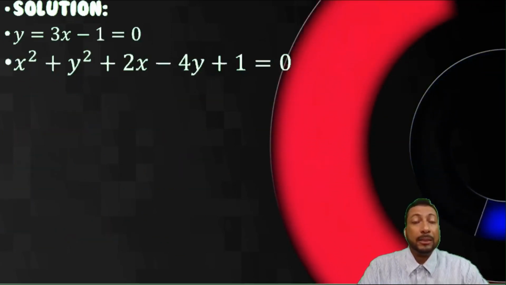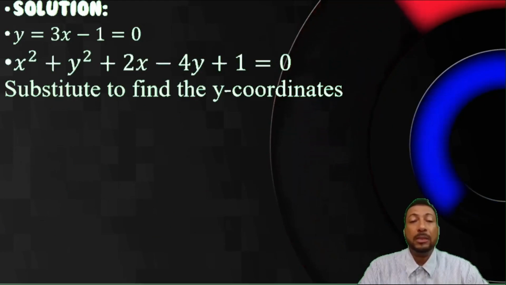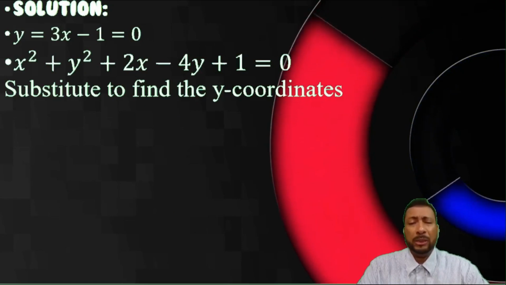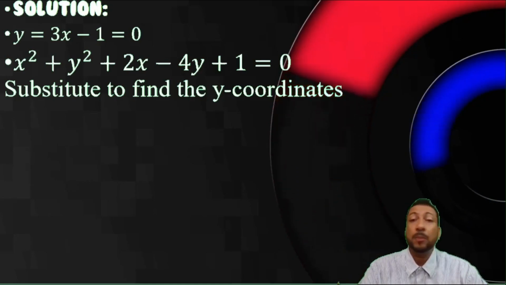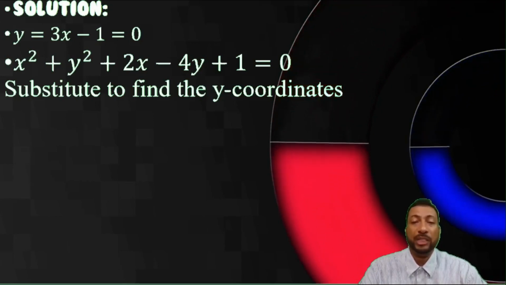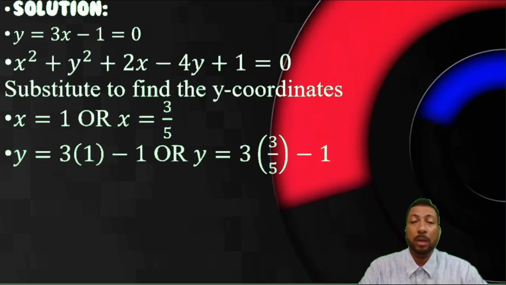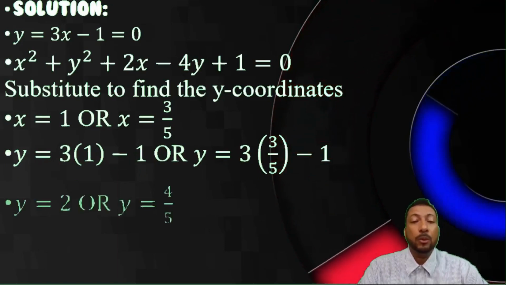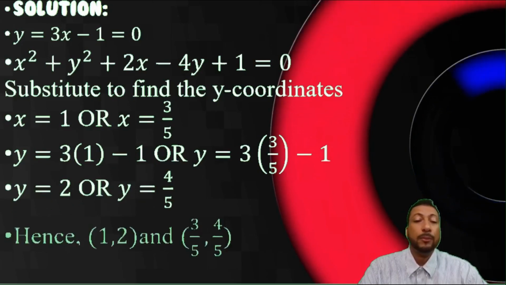So next, we have to find the y coordinates. So you substitute those two values into either equation to find the y coordinates. You can substitute it into equation 2, which is the equation of the circle, but that would be much more work. It is much easier to simply substitute it into the equation of the straight line, which is equation 1. So y will be equal to 3 times 1, take away 1, or 3 times 3/5, take away 1. So when x is 1, y is 2, and when x is 3/5, y is 4/5.